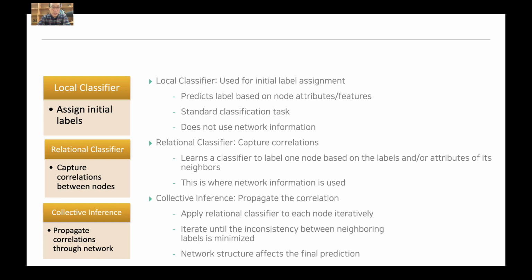The local classifier is to assign an initial label for the unlabeled nodes. It predicts labels based on the node attributes, features. So we assume that their attributes are known. By utilizing existing classifiers such as SVM and logistic regression, we can predict the labels. In this stage, we don't use network information. And then the next step is to capture correlations. This classifier learns to label one node based on the labels and attributes of each neighbor. So in this case, we use network information. And I will give you more details about it.